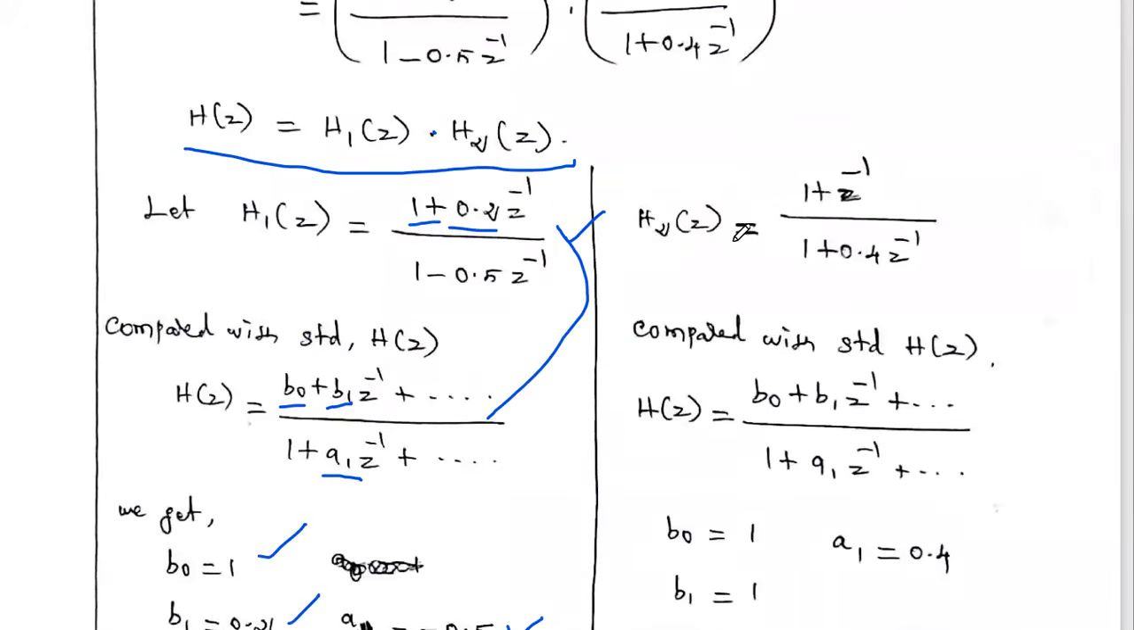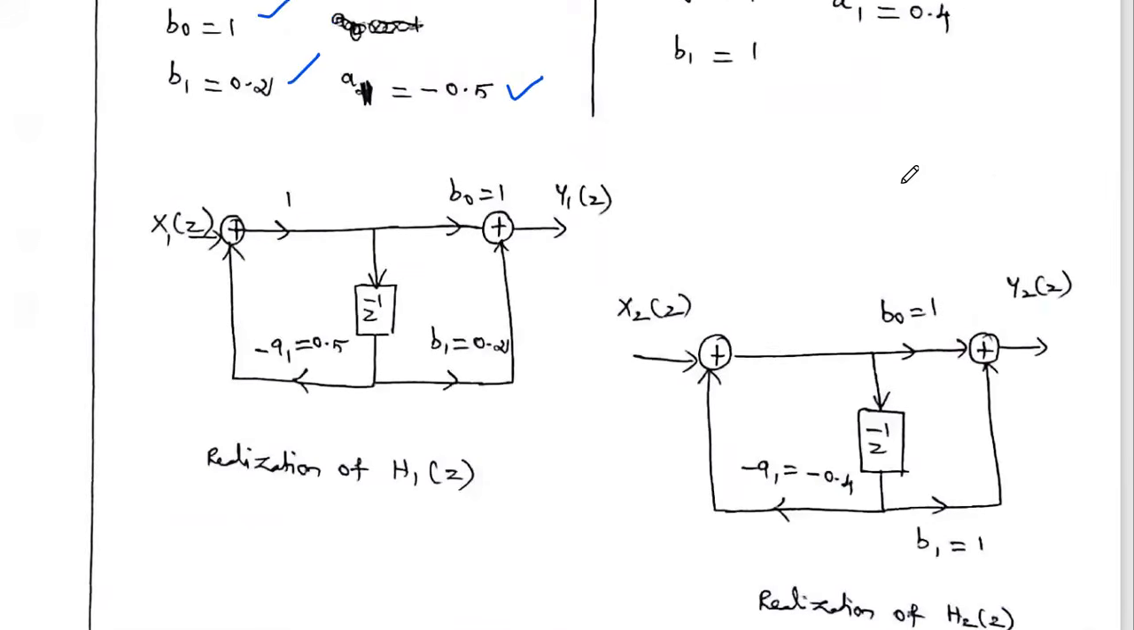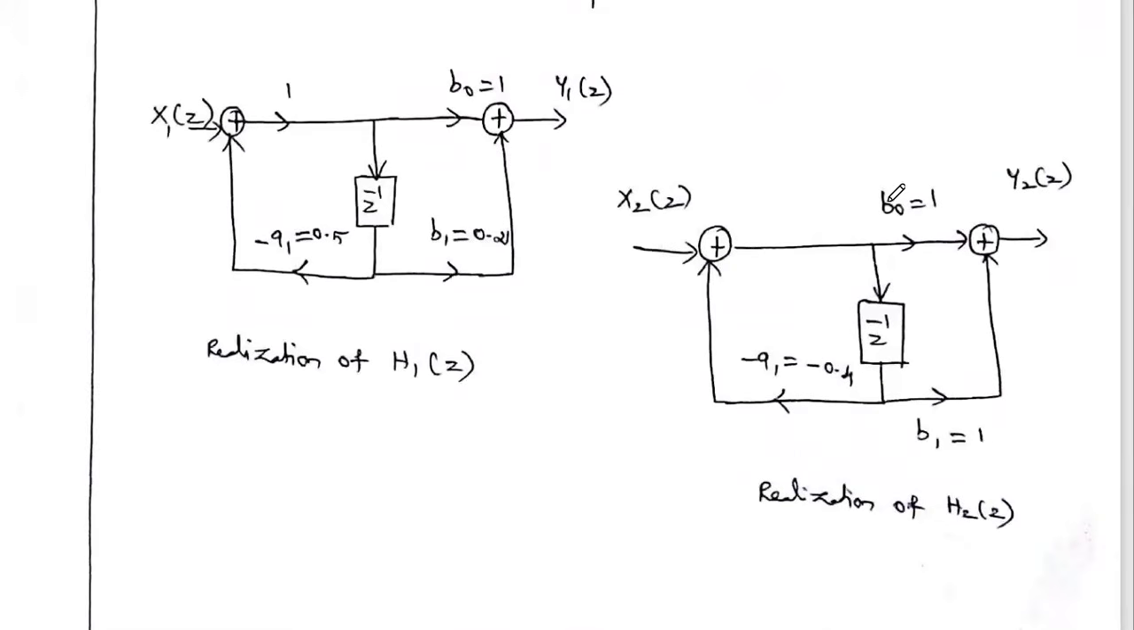Similarly, we have to realize h2 of z using direct form 2, using the same method. So this is h2. You just compare this h2 with the standard h of z. The b0 value is 1, b1 is also 1, and in the denominator a1 is 0.4. Then similarly you draw the same direct form 2 diagram and just change the coefficient values b0, b1, a1. This is the realization of h2.